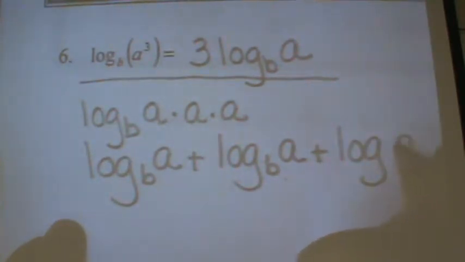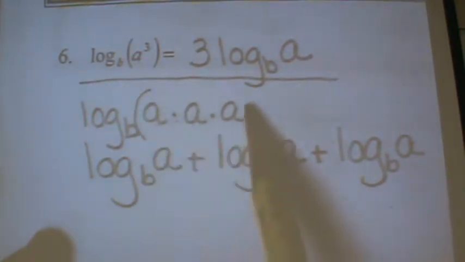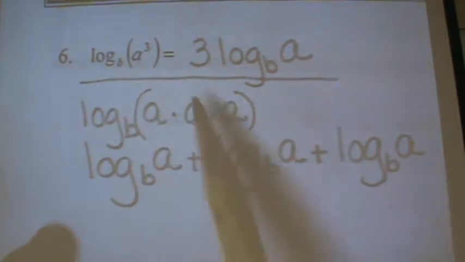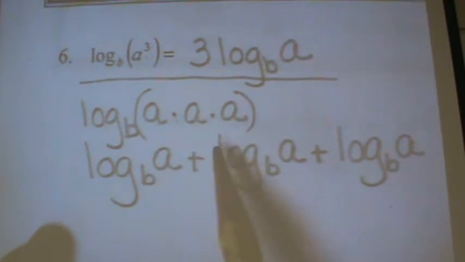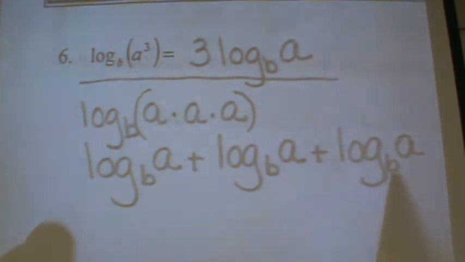Do you agree with what I did? Yeah. So, it's more than a yeah. A to the third is another name for A times A times A, right? This is repeated multiplication. Well, if it's a product, what do we do? We add them.